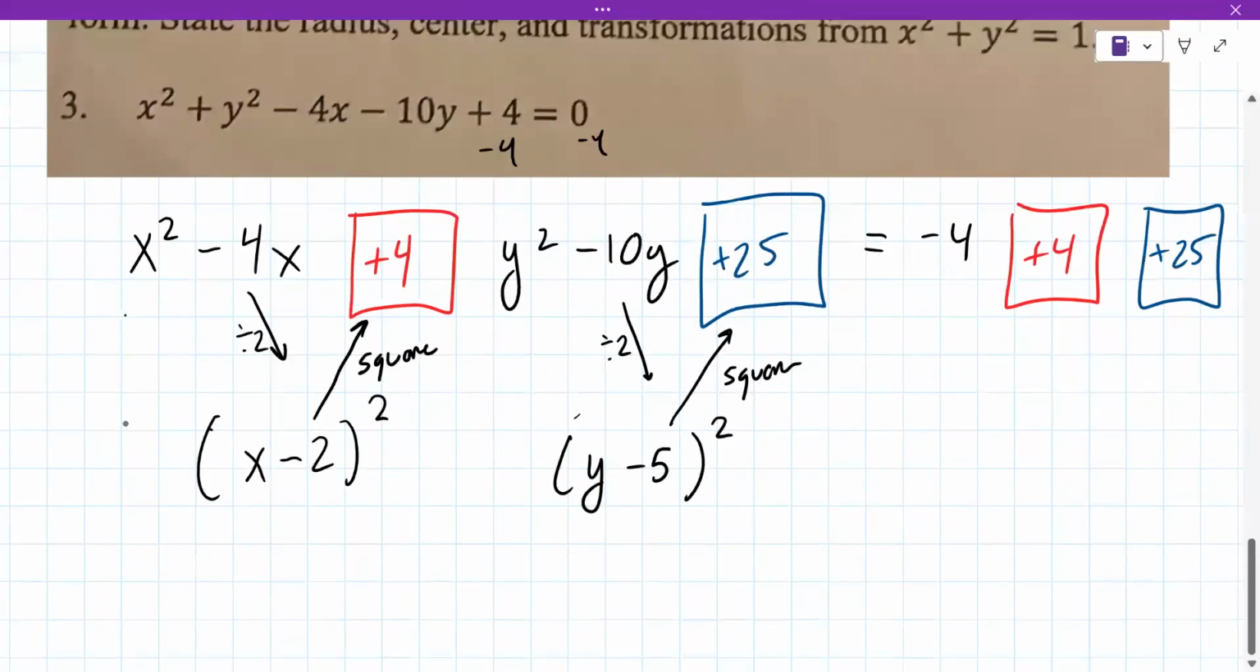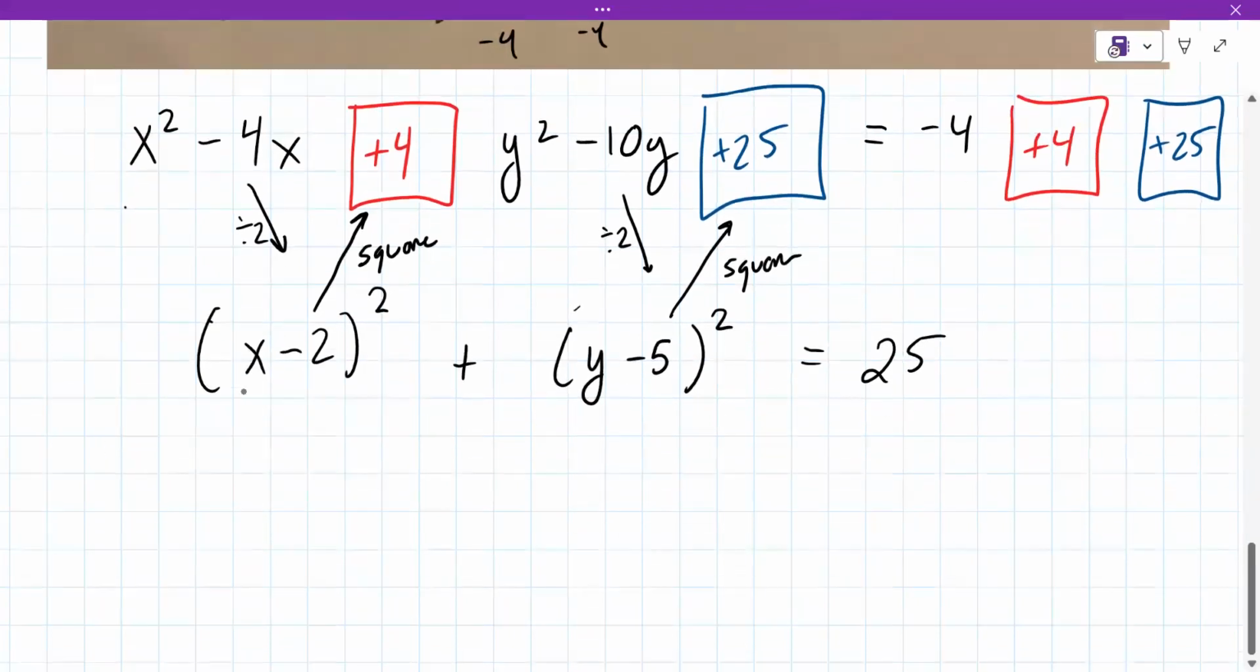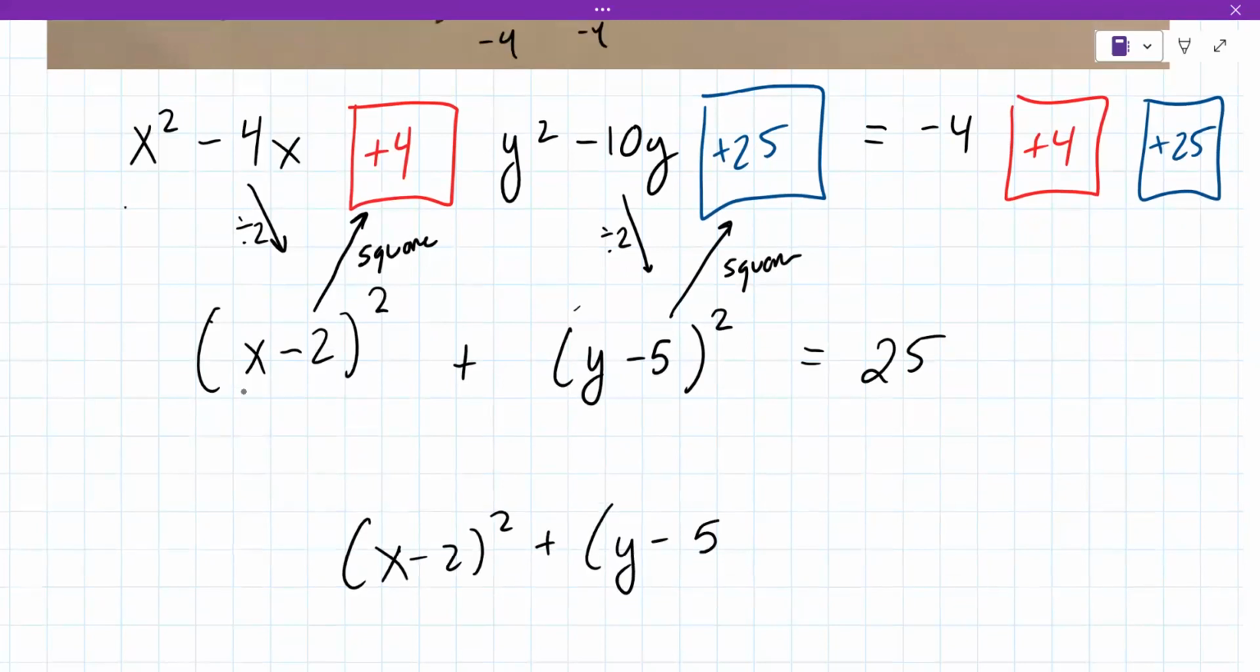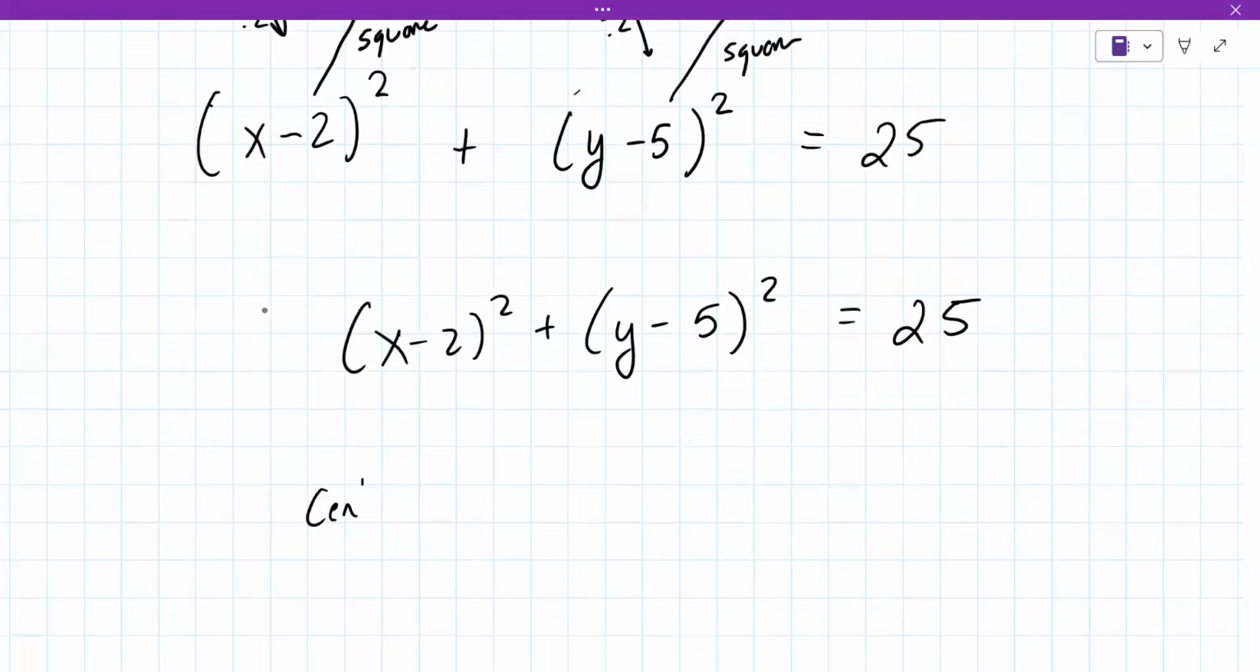Now you're adding these together. The right side becomes 25. And now you have your final equation: (x minus 2) squared plus (y minus 5) squared equals 25. Can you tell me the center and the radius?